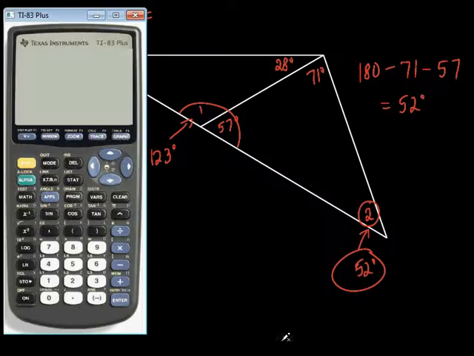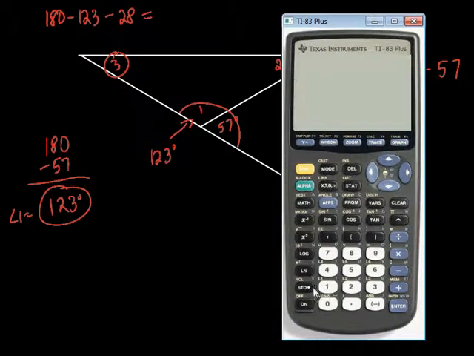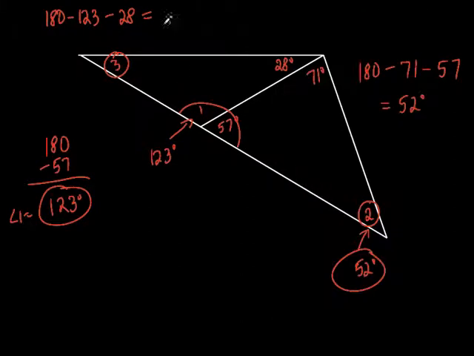Where's my calculator down here? All right, so let's put that in there. So it's 180 minus 123. Oh, sorry, 180. I put 181. Just missed my button. Okay, minus 123 minus what? 28. And that's 29. All right? So that's 29 degrees. So that angle right there is 29 degrees. And we found all three angles. It's not so hard, is it? Did I do that right? Yeah, I did. Okay.